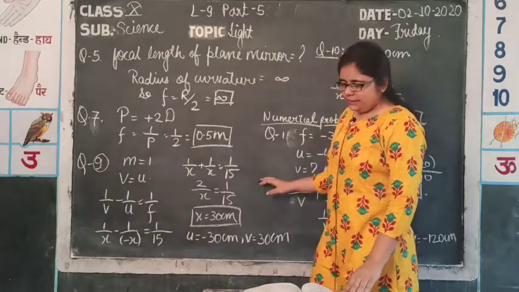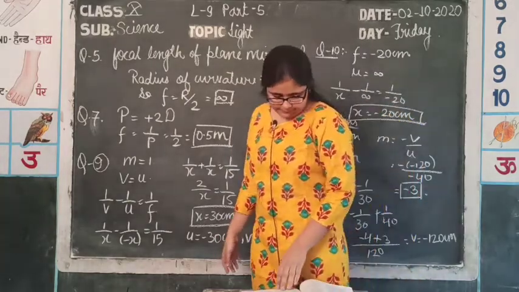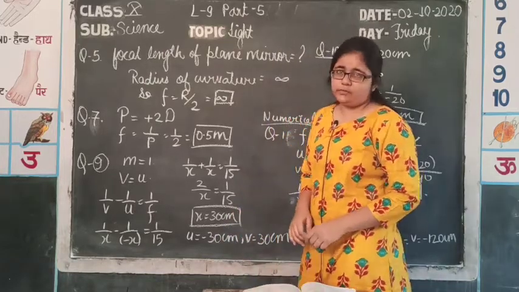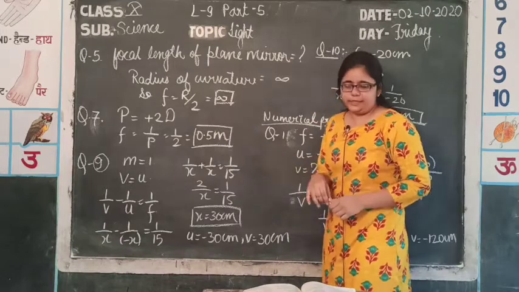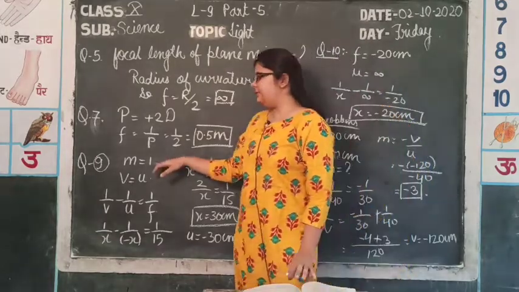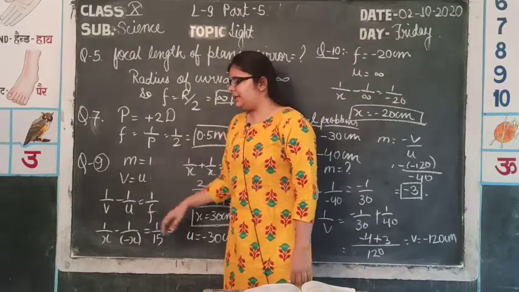So, the next numerical is question number 9, that is to get a real image of the same size as the object. You have to get a real image that will be of the same size as the object, that means magnification is 1 and V is equal to U.